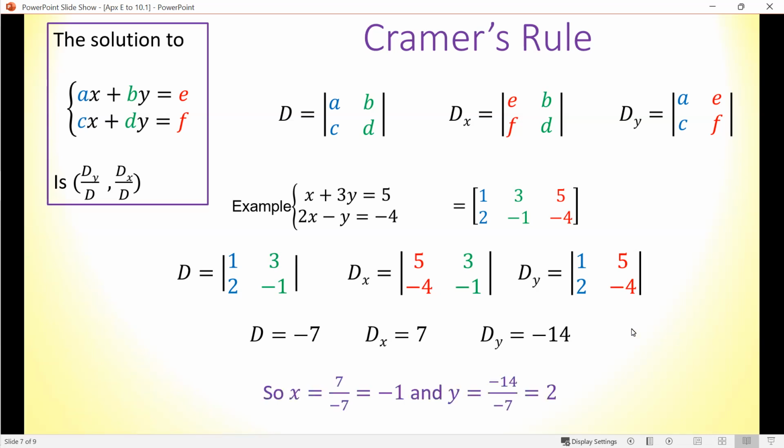So now we can find that the x value, the solution to this system of equations, says that x should be 7 divided by -7. So x is -1 and y is -14 divided by -7, which is +2. And you can go back and check that when x is -1 and y is +2, that will solve this system of equations. So that's how Cramer's rule works. And some people like this better than our elimination or substitution methods because it's pretty contained.